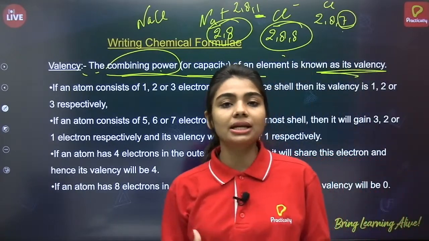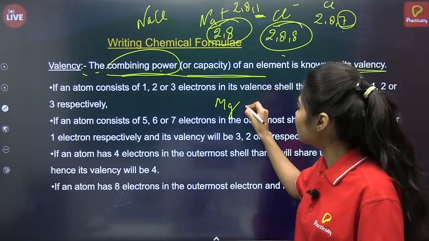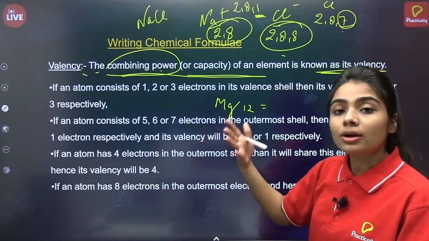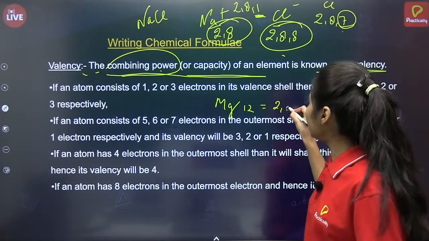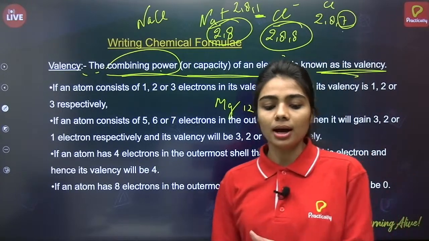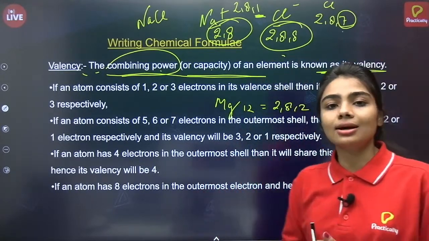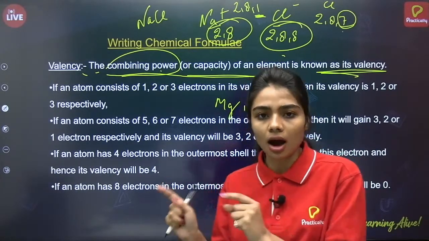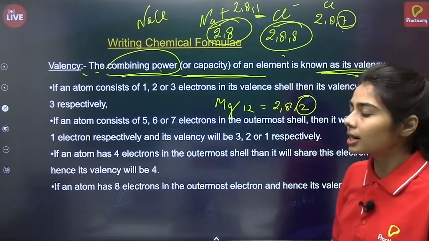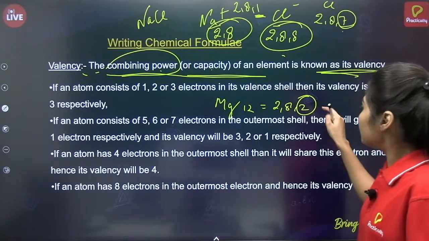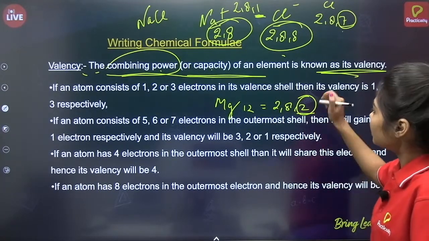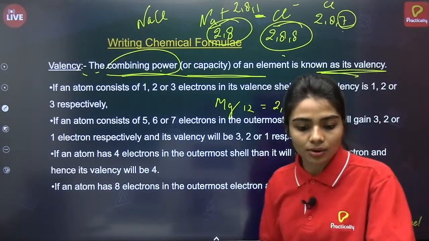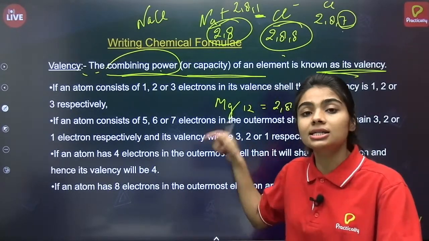If I talk about magnesium, then magnesium has atomic number 12. Now, if I write the electronic arrangement for magnesium, it will be 2, 8, 2. Correct? So, how many valence electron are there? 2, because what are valence electron? The electrons which are present in the outermost shell. So 2 valence electron are there. It wants to have 8 electron. That means it requires 6 more electron. Correct? This magnesium requires 6 more electron.